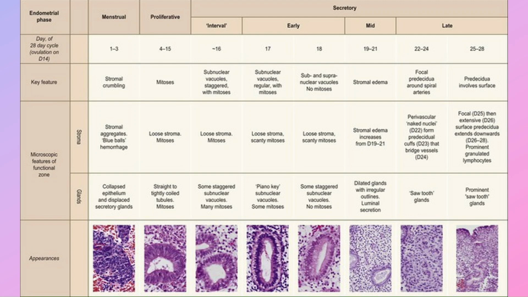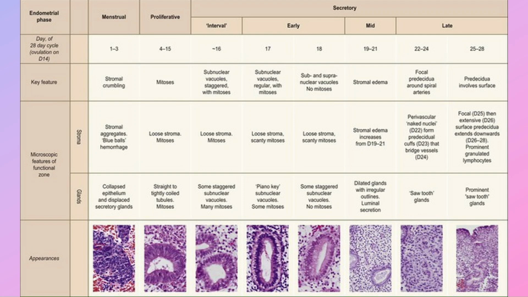In the early secretory phase, on day 17, the subnuclear vacuoles in the glands are arranged regularly, which gives the piano key appearance to the glands. The stroma is loose and mitosis is decreased. On day 18 of the early secretory phase, there is addition of supranuclear vacuoles. So, subnuclear and supranuclear vacuoles are both observed at day 18. In the mid secretory phase, that is day 19 to 21, the key feature is stromal edema. Here, dilated glands and irregular outlines of glands can be seen. Luminal secretions in a few glands are also observed.